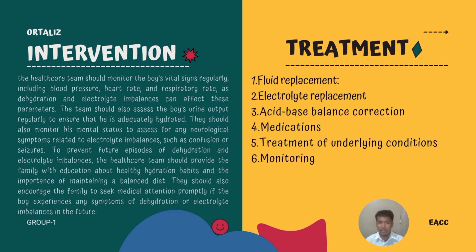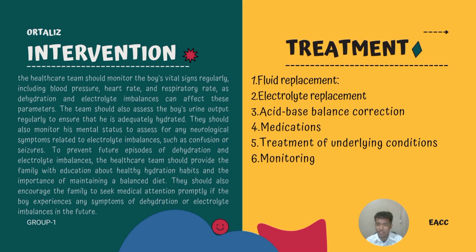Now for the intervention, the healthcare team should monitor the vital signs of the patient because having dehydration or undergoing dehydration and electrolyte imbalance can affect the respiratory rate, the blood pressure, the heart rate of the patient. So they should monitor that. Next, they should also assess the patient's urine output so they know that the boy is being adequately hydrated. Next is they should also monitor his mental state as well because undergoing an electrolyte imbalance can cause confusion or seizures. So they should monitor the mental state of the patient as well.